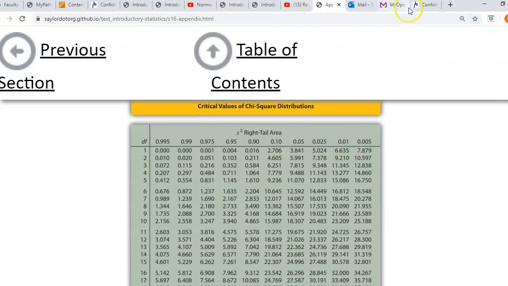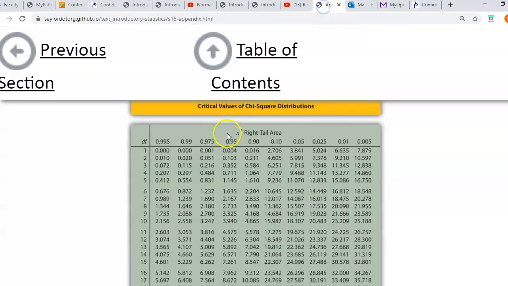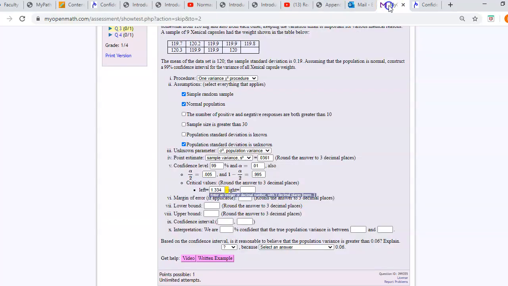Whoops, where am I? So, 1.334. Now, we always want the smallest number on the left and the biggest on the right, so if these turn out to be the opposite of that, we'll switch them. But let's look up 8 degrees of freedom and 0.005 on that same chart we just saw. All right, so 8 degrees of freedom, 0.005 is 21.955. Okay, so 21.955.